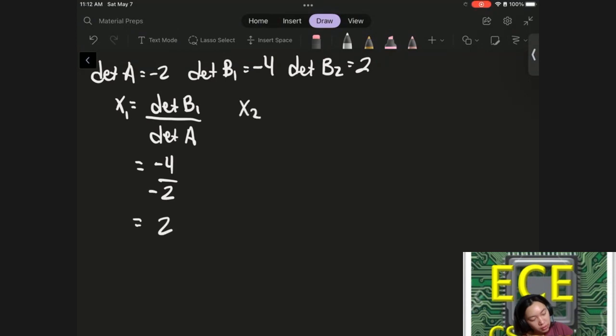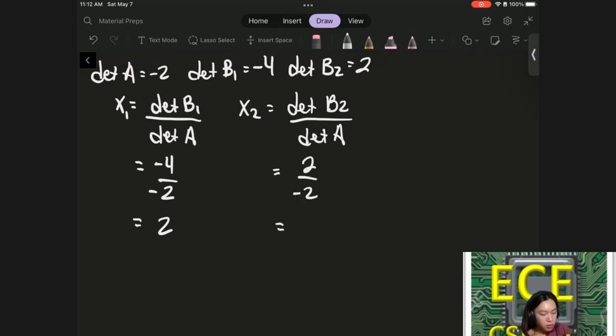And similarly for x2, that's the determinant of B2 all over the determinant of A, which equals 2 over -2, which equals -1. So your x vector ends up being 2 and -1.